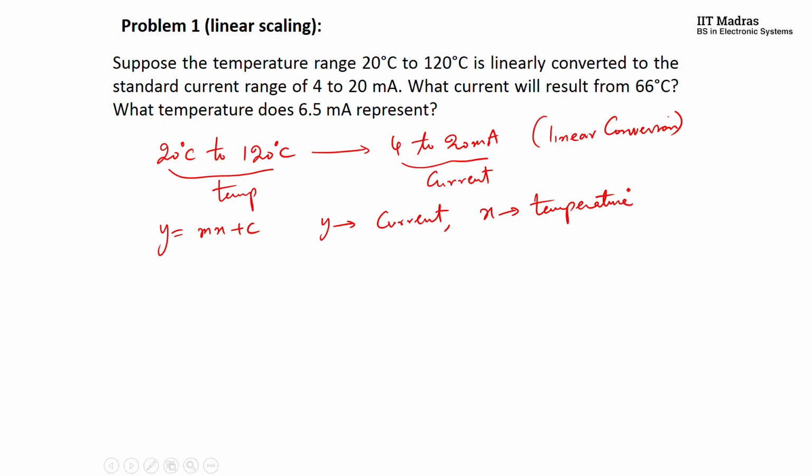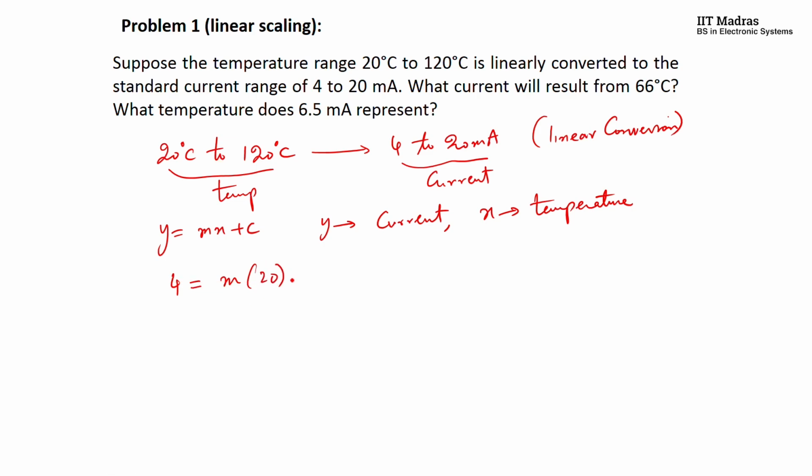Using this equation y = mx + c, let's try to see how temperature is mapped to current. So first, for the output, let me call it current: 4 milliamps current is equivalent to, I'm not putting units here for convenience, m times the temperature, which is 20.